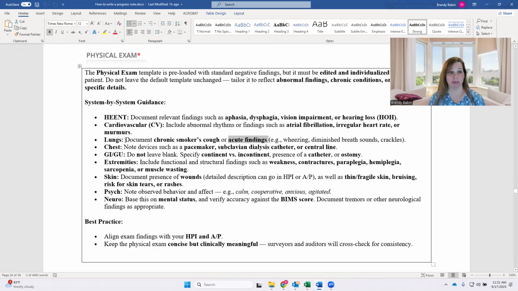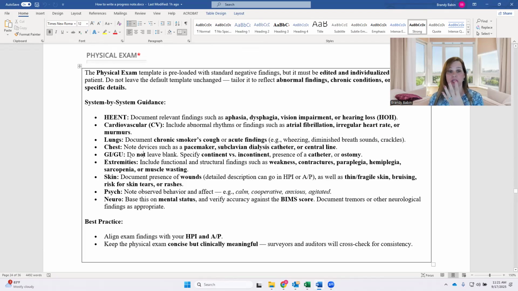Document other acute findings. I always document at the very beginning of that phrase, mostly, and I do it all in caps so that next time I'm looking through that physical exam, I can actually see what's going on. Chest, if you've got a pacemaker, I expect it to be documented. Subclavian, dialysis catheter, central line.